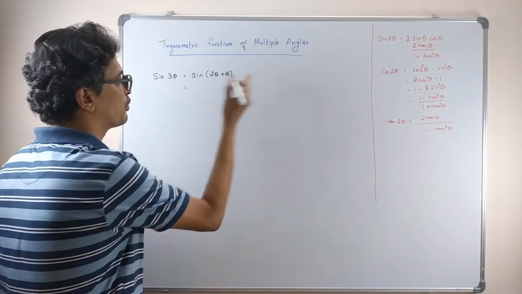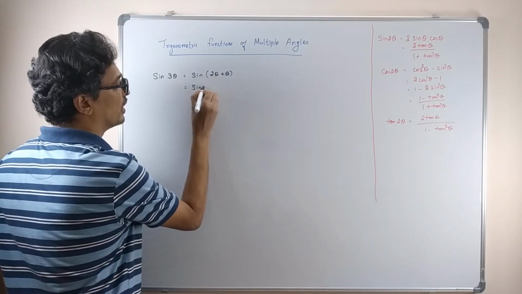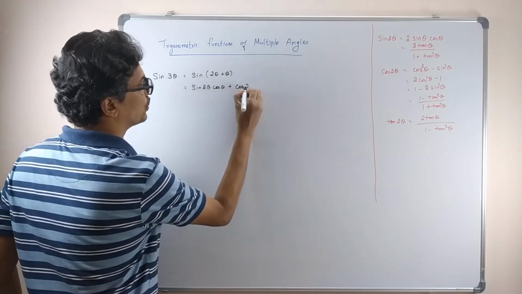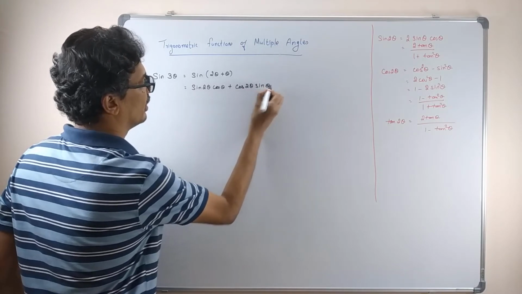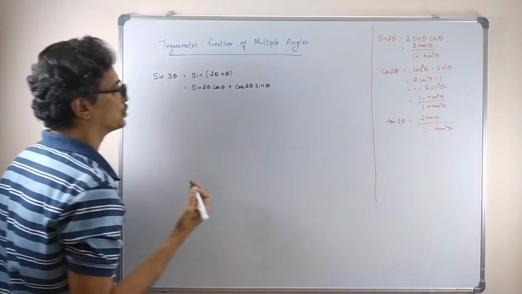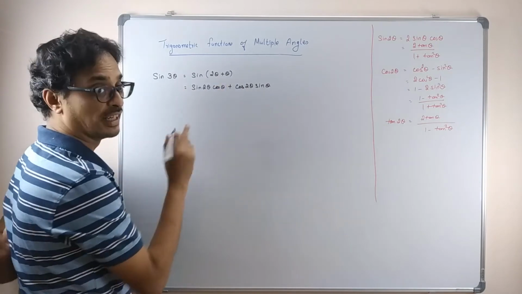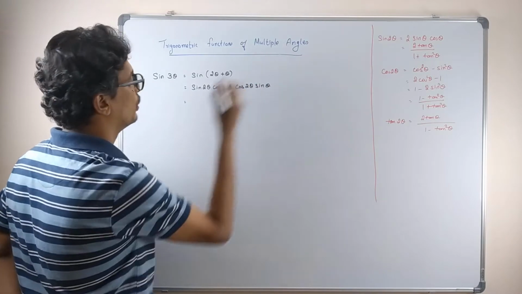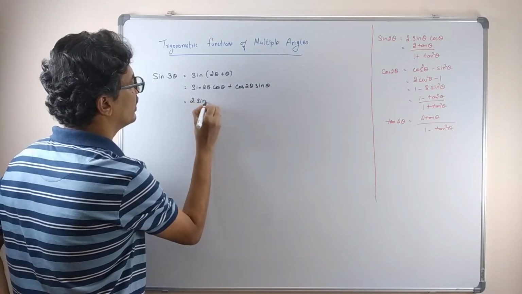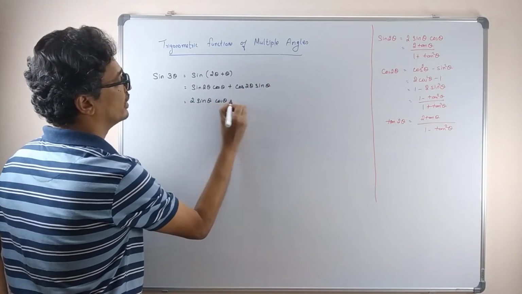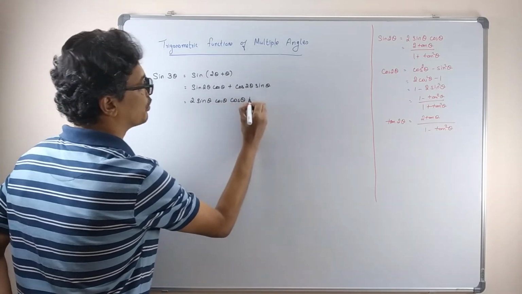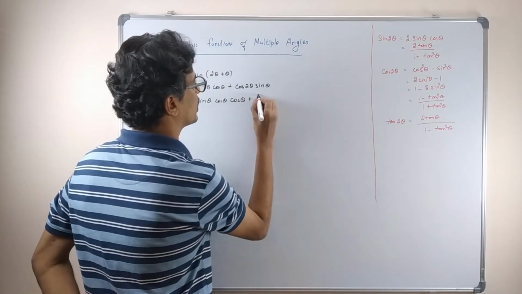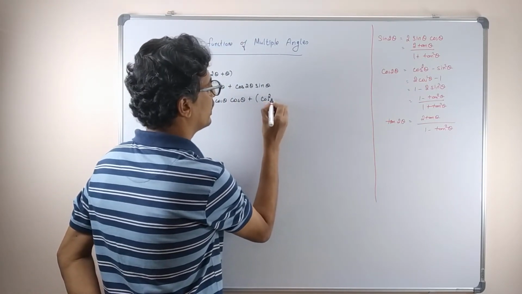What is the sine formula? Sine A plus B. Sine 2 theta cos theta plus cos 2 theta sine theta. Now you know what is sine 2 theta and what is cos 2 theta. We will express the whole thing in terms of sine only. Let us see. Sine 2 theta will be 2 times sine theta cos theta, into cos theta, correct? Plus cos 2 theta. Let us write this one only: cos square theta. Any formula you can use.